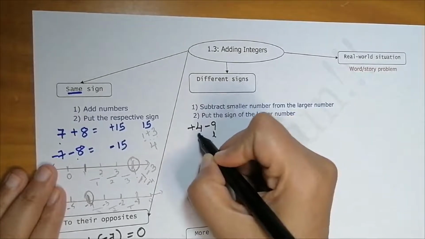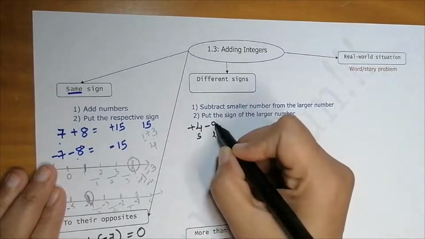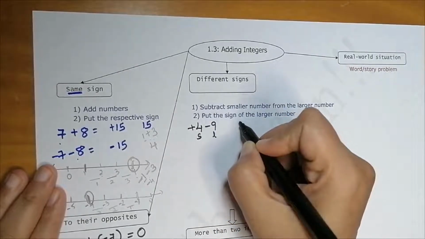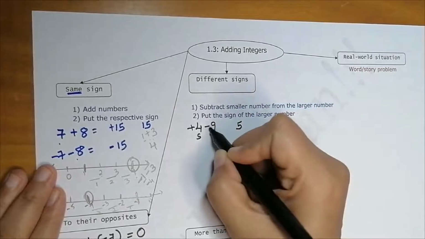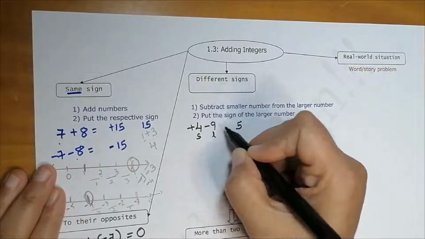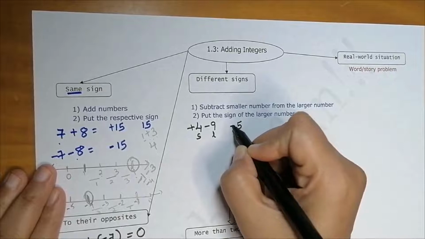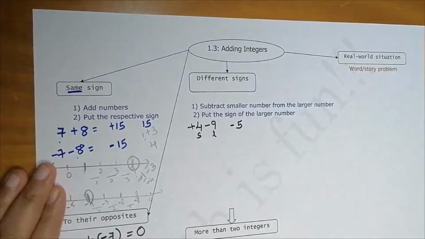This is our larger and this is smaller, right? So 9 minus 4 gives us 5. And then it says put the sign of the larger number. So the larger number is 9 and its sign is minus. So this is how it works.